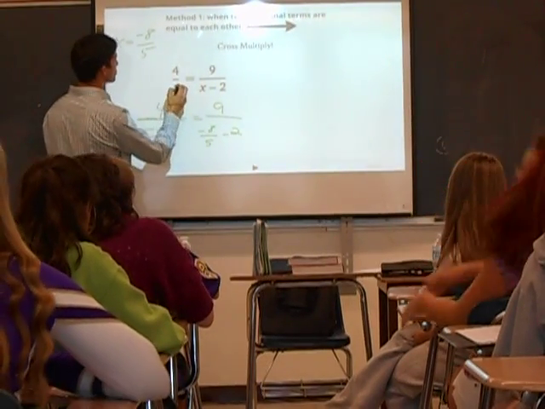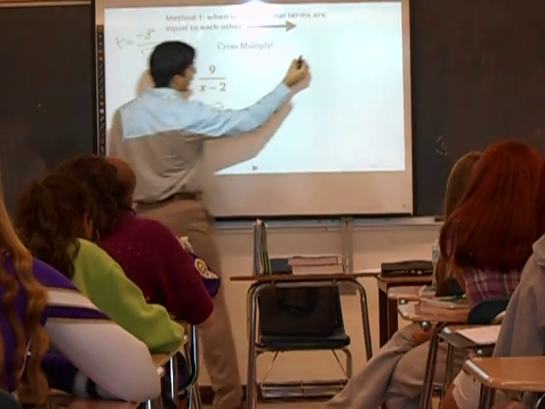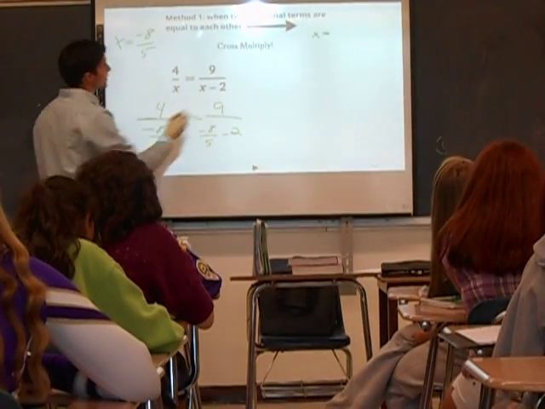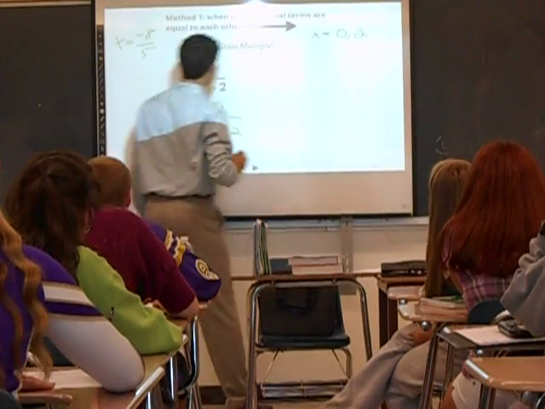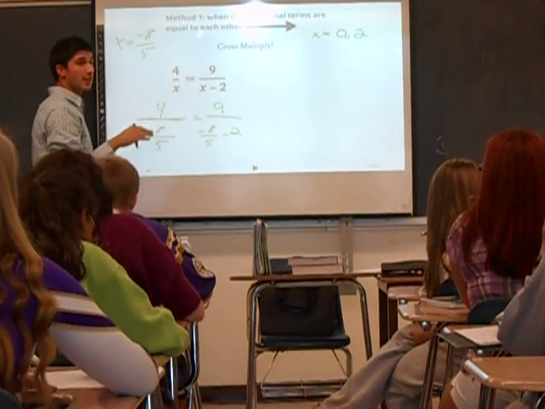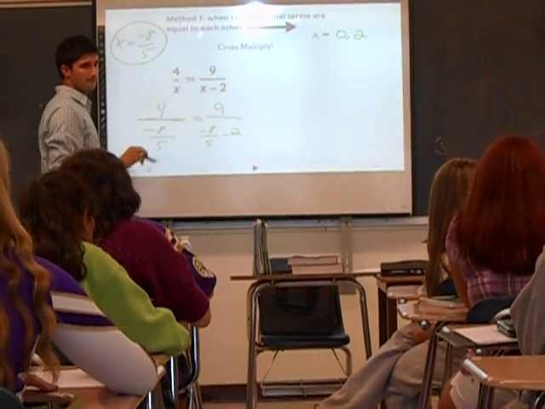So also, what we want to do is check where x is undefined. We want to do that again. So where is x undefined here? 0, and where else? 2. Okay, good job. So we see that our answer, negative 8 fifths, is not a 0 and it's not a 2. So therefore, we know it's a good solution. Do you see that? All right.